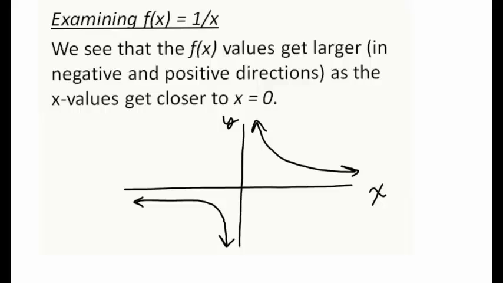This slide is intended to summarize our findings from the last slide. If you recall the function 1 over x and what it looks like, we have it here. And what we're doing is we're trying to see what happens as our function gets closer and closer to the x value of 0.